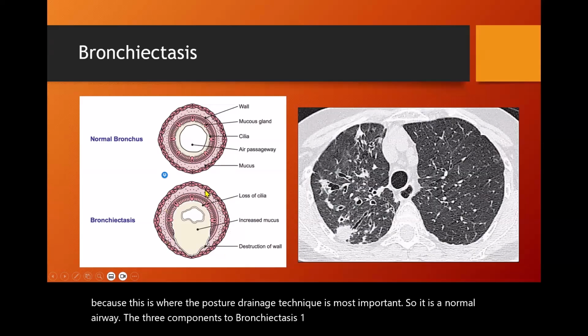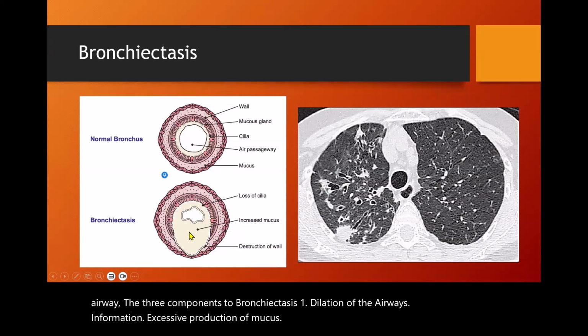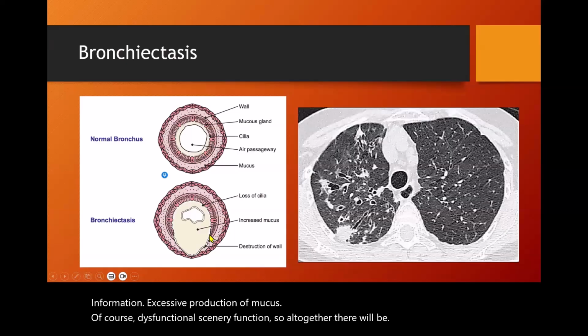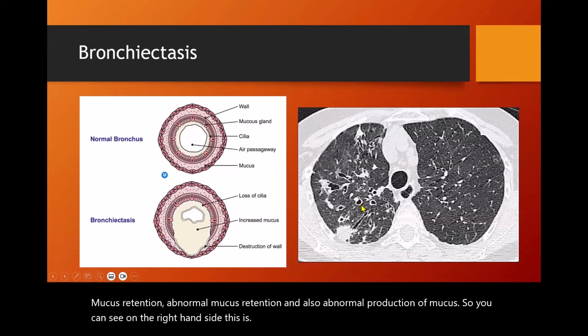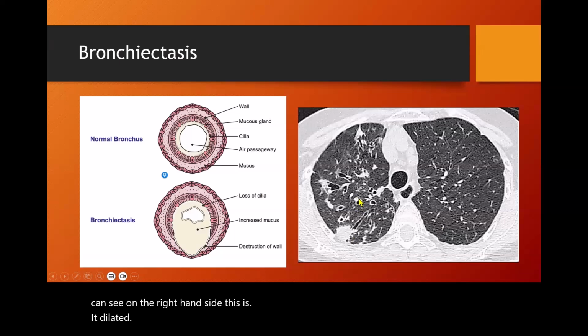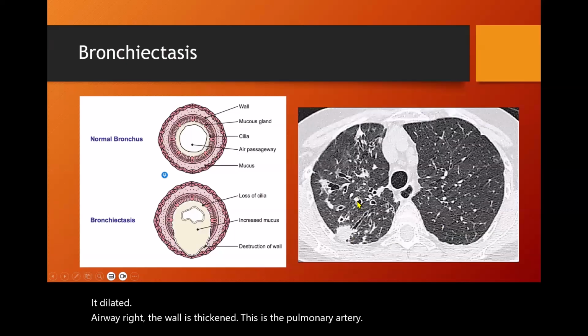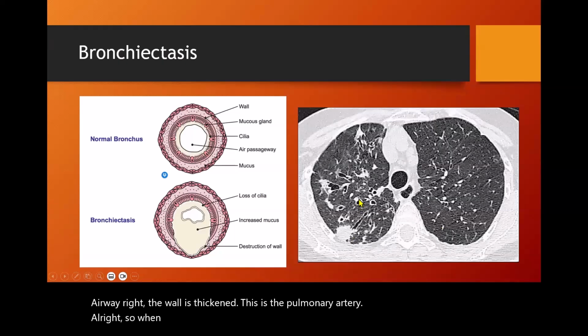of the airways is inflammation, excessive production of mucus, and of course, dysfunctional ciliary function. So altogether, there will be abnormal mucus retention and also abnormal production of mucus. On the right-hand side, you can see a dilated airway. The wall is thickened. This is the pulmonary artery. When the airway is bigger than the artery, it is abnormal.